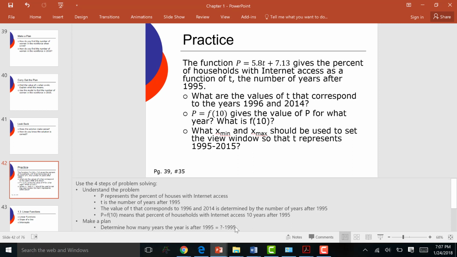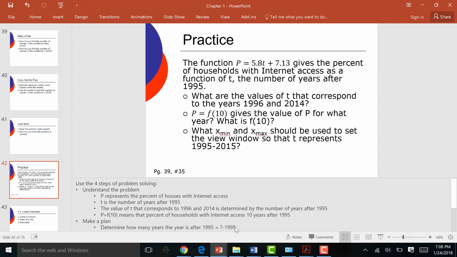Let's read that question and see if I understand what they ask. It says the percentage P is equal to F of 10, gives the value of P for what year? They want to know what year does 10 represent. If T is 10, what year is that?